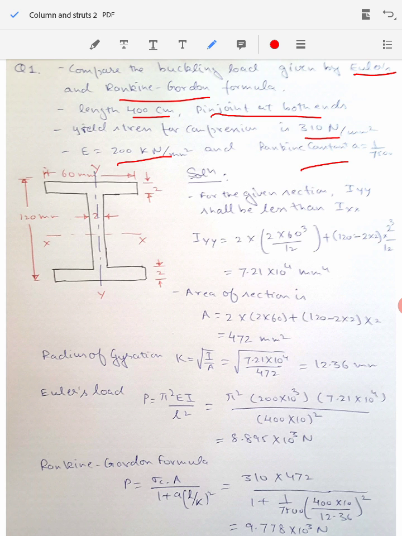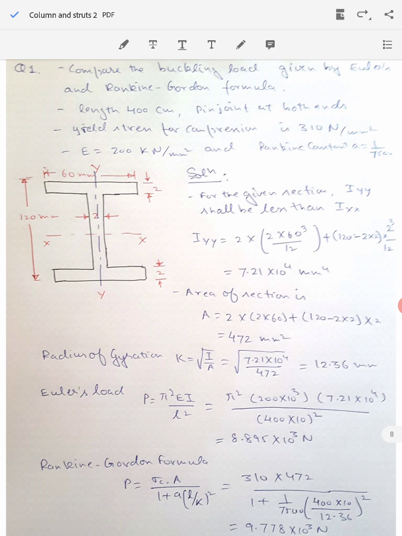Now in both these cases, whether we use Euler's formula or the Rankine-Gordon formula, we need to find the moment of inertia for this cross section about which this column is going to buckle. You must have remembered the discussion we had in our last class, that I told you the column will fail about the axis where its moment of inertia is less. So if you calculate the moment of inertia for this cross section about axis xx and about axis yy, you will find that it has a lower moment of inertia around the axis yy.